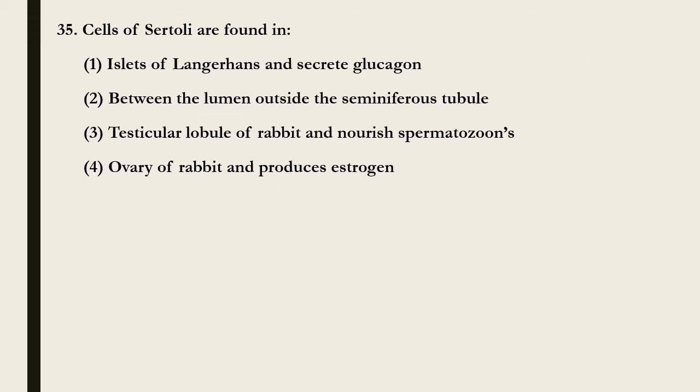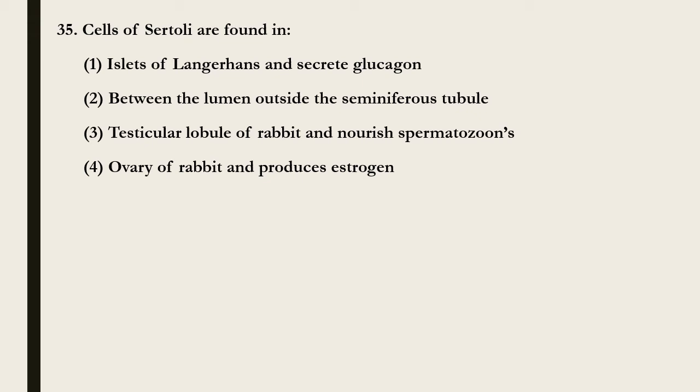Question number 35. Cells of Sertoli are found in, options: 1. Islets of Langerhans and secrete glucagon. 2. Between the lumen outside the seminiferous tubule. 3. Testicular lobule of rabbit and nourish spermatozoons. 4. Ovary of rabbit and produce estrogen.